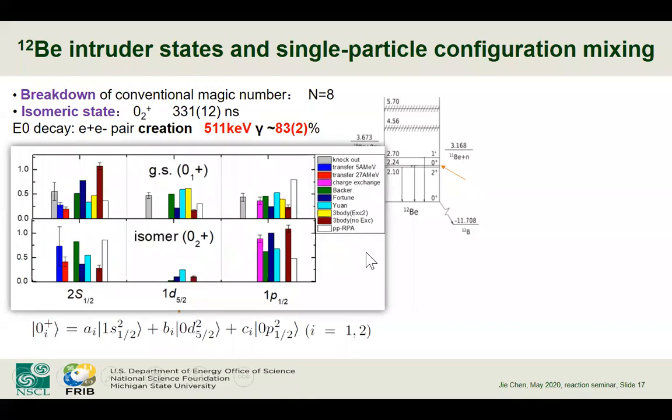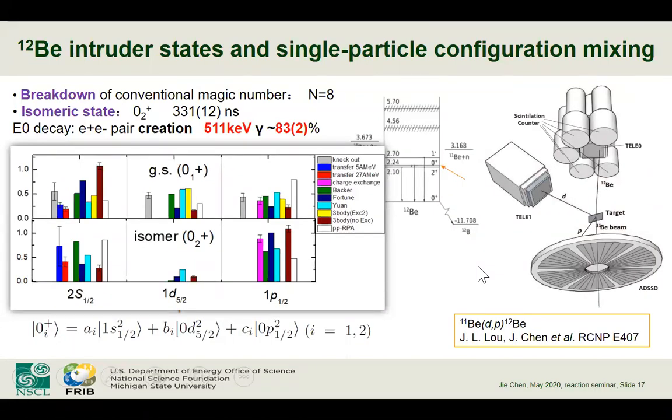Here I summarize some experimental and theoretical calculations for these two states. You can see how they vary with each other for the single particle components within these two states. Although most of them agree on the dominant sd shell intruder in the ground state, the relative intensity of the s and d are still not in agreement with each other.